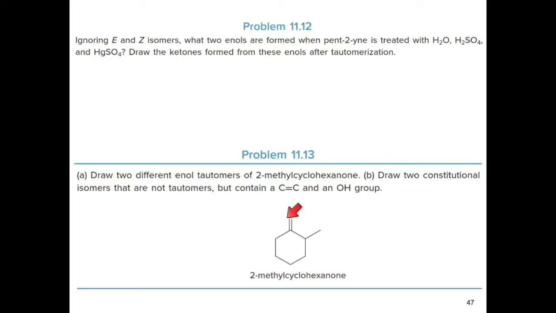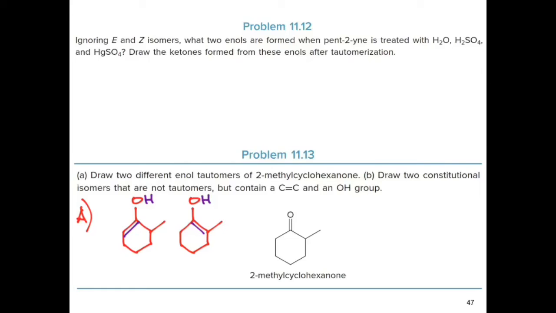So now you have a hydroxy group and double bonded carbon atoms. So for the first one, here's the first enol tautomer. And then the next one, you would have the double bond on these two carbon atoms here. So these are the two different enol tautomers of the same compound.